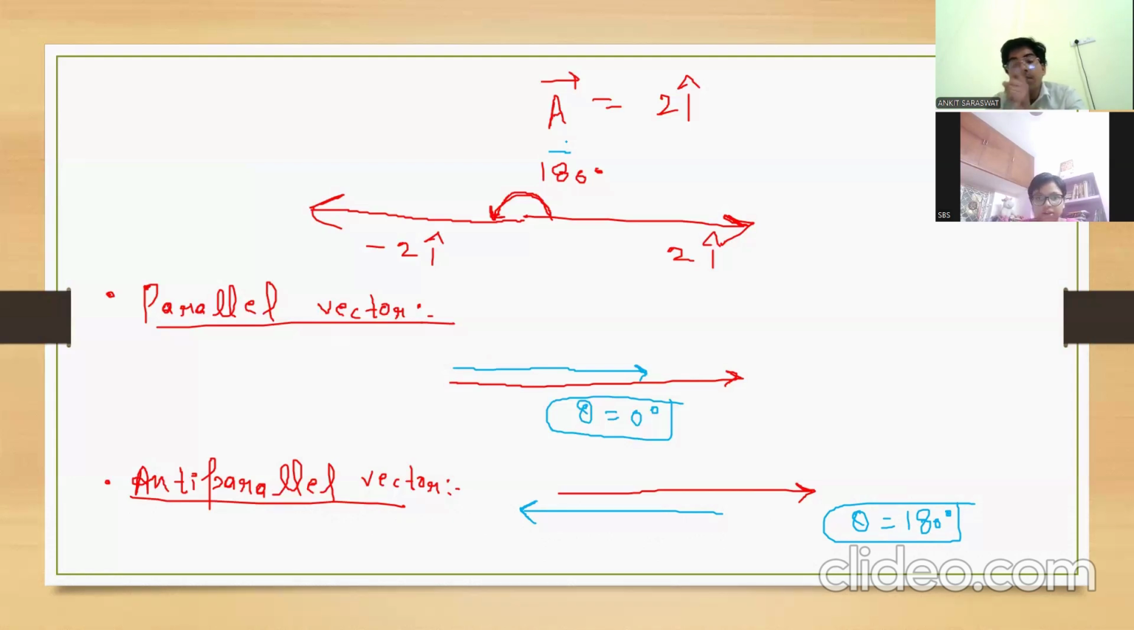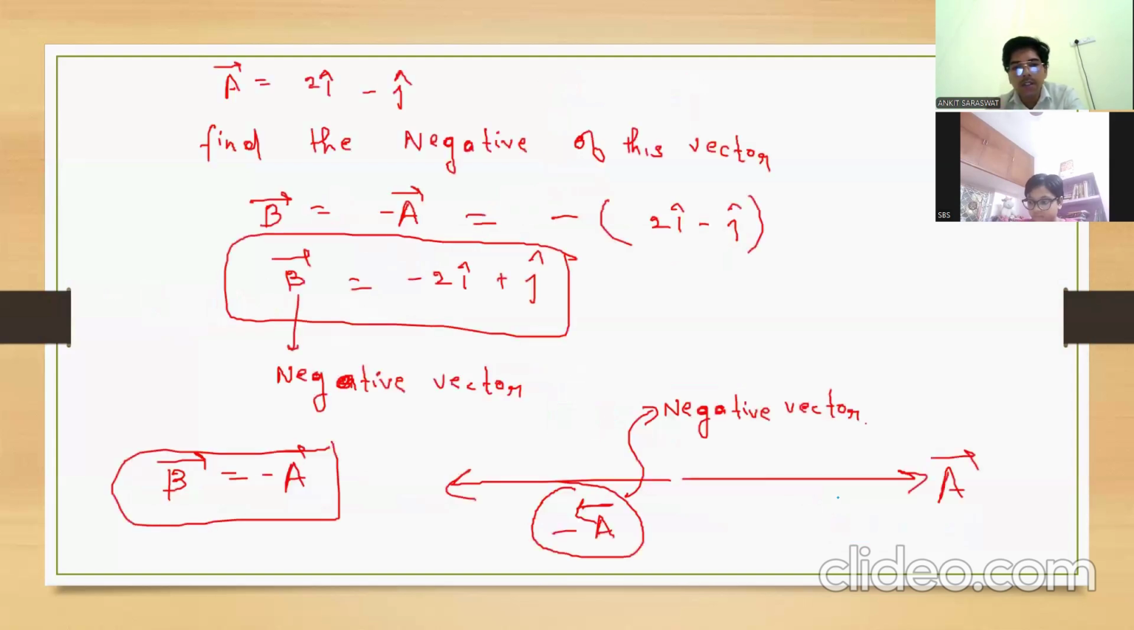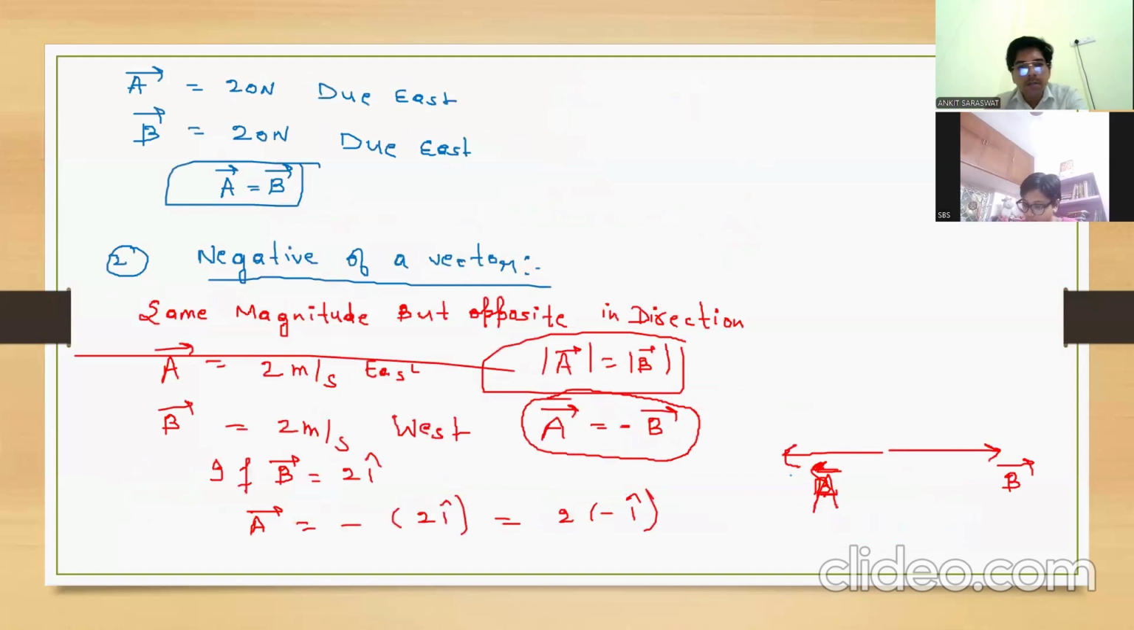One difference is there. Here magnitude is equal, but here it may or it may not. That is only difference. I told na, in parallel vector, anti-parallel, it may or it may not be, but in negative vector, magnitude will be same. Already I have written. You can check. Same magnitude, but opposite in direction. Okay? This is the difference.